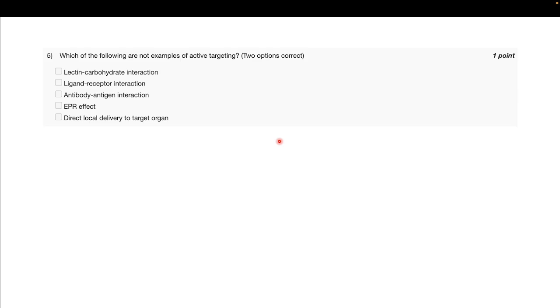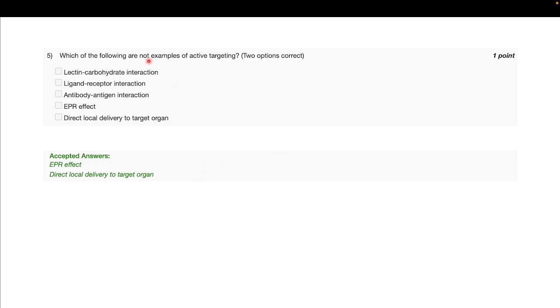Okay, the next question is which of the following are not examples of active targeting? And we have to choose two options. Last two options. Okay, EPR effect and direct local delivery to target organ. Okay. Last two. Yeah, both of you are answering the same, and both of you are correct. So both of these are passive targeting actually.